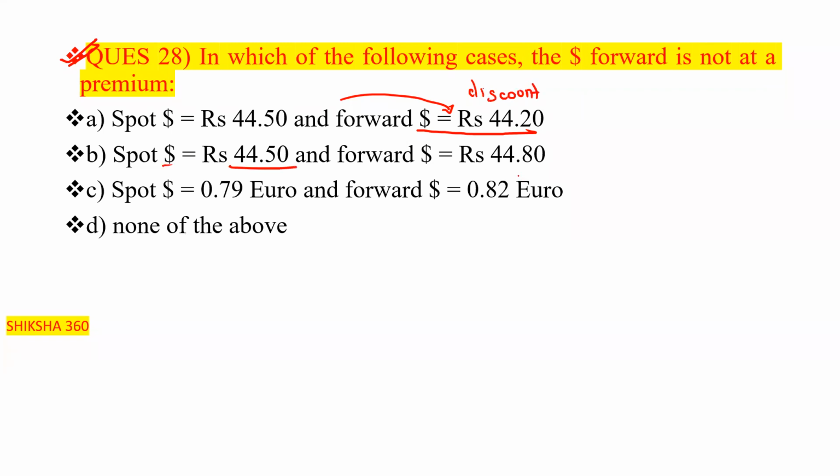Spot is this one, forward that is basically increased. In this, the dollar is at a premium. Clear? In this also. So basically option number A is the answer here, that is where it is available at a discount. Clear? Basically where it is available at a discount. So option number A is the answer.